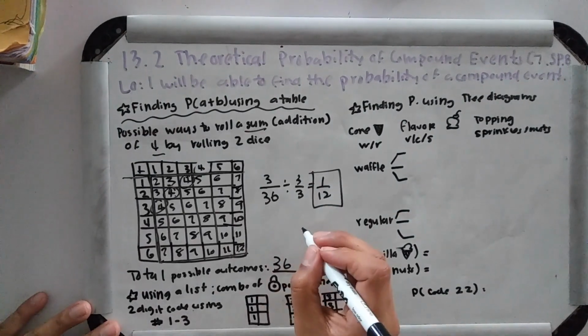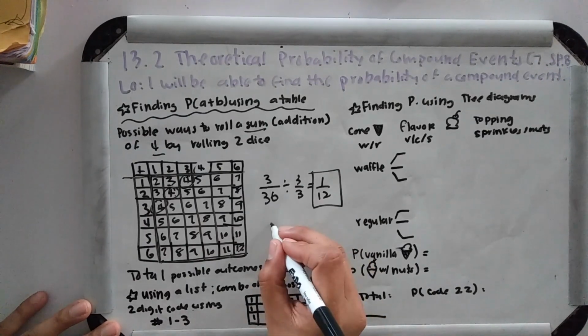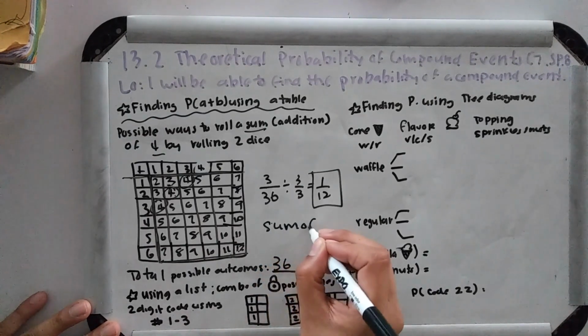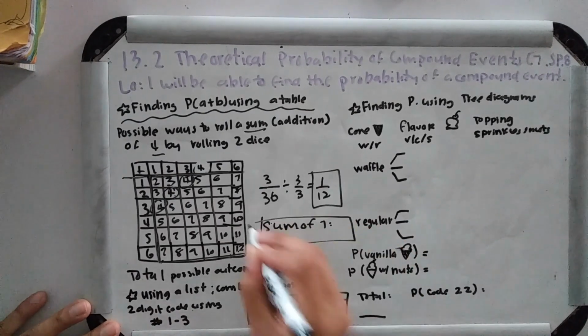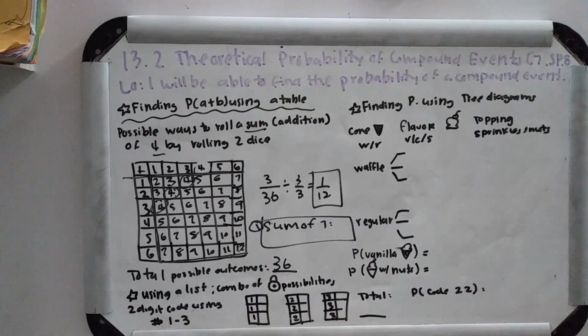Okay, go ahead and give me the probability of getting a sum of 7. Simplify it if you can. Okay. Here we go. And then this one, we're going to do probability using a tree diagram.